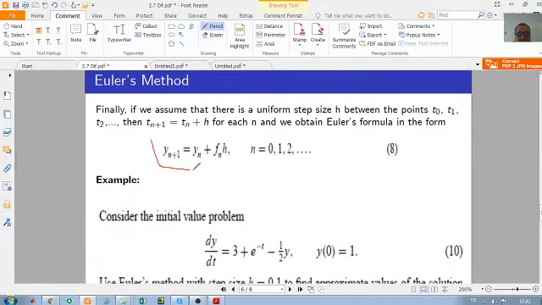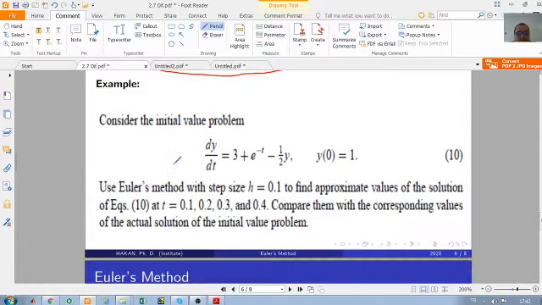You can see the formula here. For example, let's consider the initial value problem dy over dt is equal to 3 plus e to the power minus t minus 1 over 2 times y, with the initial condition y of 0 is equal to 1. Use Euler's method with step size h is equal to 0.1 to find approximate values of the solution of the equation written here at t is equal to 0.1, 0.2, 0.3, and 0.4.